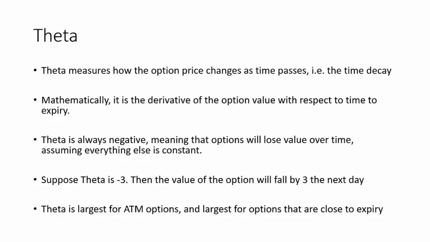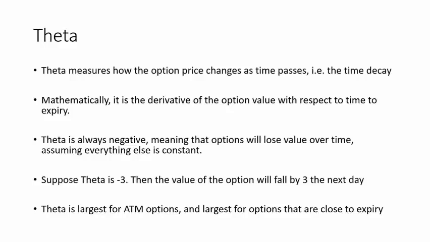Theta is also related to time to expiry and moneyness. So theta tends to be highest for at-the-money options. At-the-money options have a high theta or a high decay. Out-of-the-money options and in-the-money options have a lower decay. Theta is also large for options that are close to expiry. So the closer you are to expiry, the greater that decay is, the greater theta is.